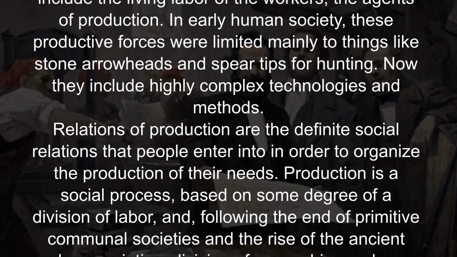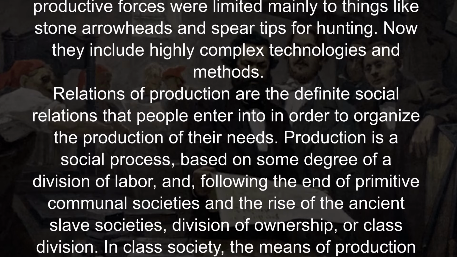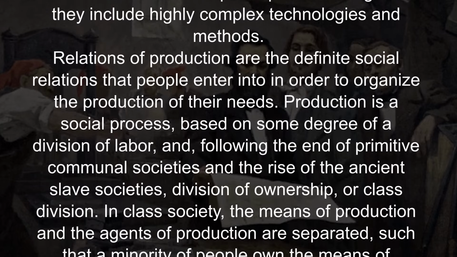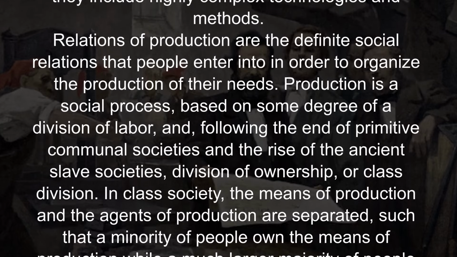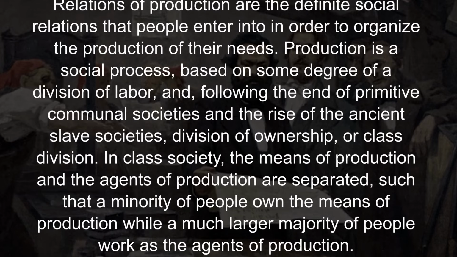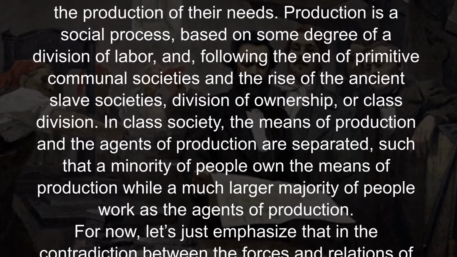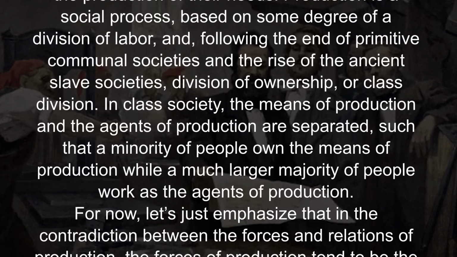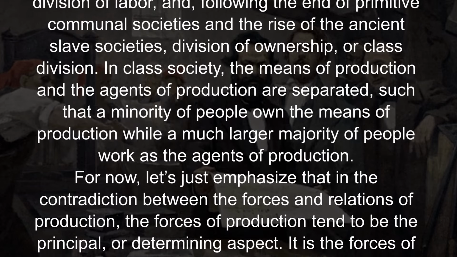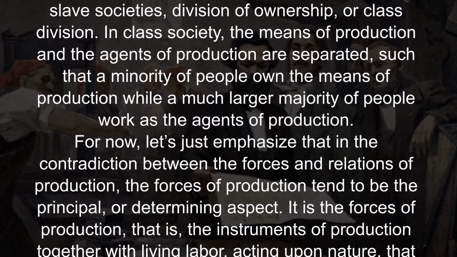Relations of production are the definite social relations that people enter into in order to organize the production of their needs. Production is a social process, based on some degree of a division of labor, and, following the end of primitive communal societies and the rise of the ancient slave societies, division of ownership, or class division. In class society, the means of production and the agents of production are separated, such that a minority of people own the means of production, while a much larger majority of people work as the agents of production.